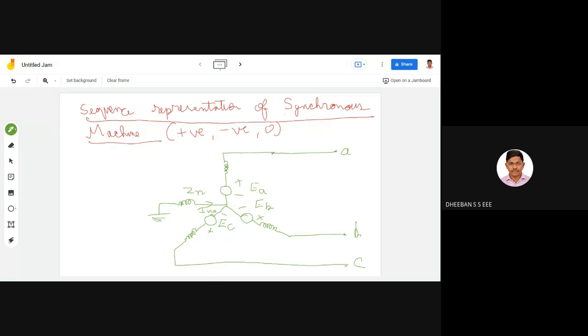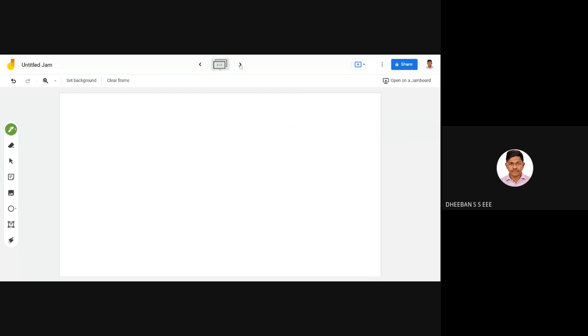Okay, so now our ultimate aim is to represent this in terms of your positive sequence, negative sequence, followed by your zero sequence. So that's what we'll be seeing now. How to represent in the three sequences we'll be seeing. So moving on, first we'll be considering your positive sequence.